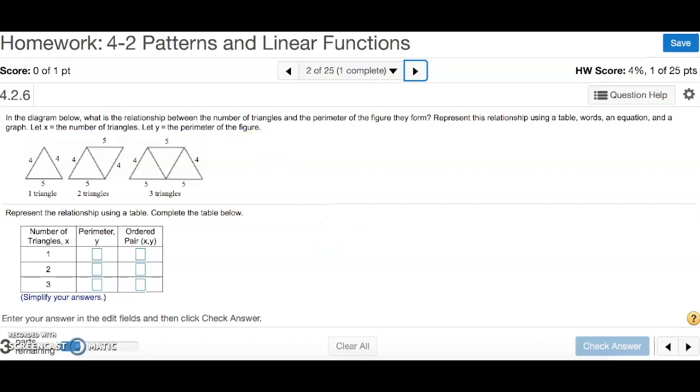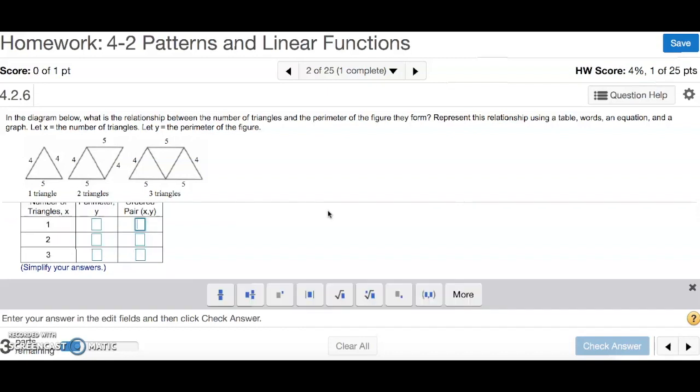Okay, number 2. For this one, in the diagram below, what is the relationship between the number of triangles and the perimeter of the figure they form? Represent this relationship using a table, words, an equation, and a graph. Let x equal the number of triangles. Let y equal the perimeter. So 4 plus 4 is 8, plus 5 is 13.